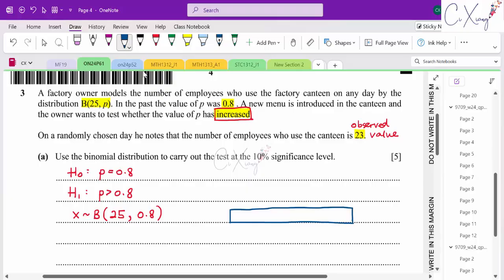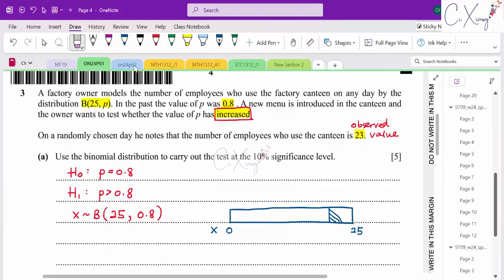If I have X binomially distributed, the smallest value of X is 0. The largest value that X can take is 25. After that you have p greater than 0.8. So p greater than 0.8 is a one-tail test. Therefore your rejection region should be on the right hand side.